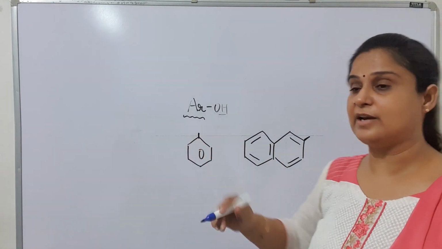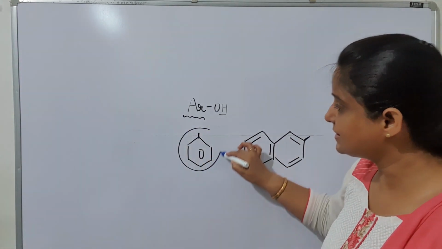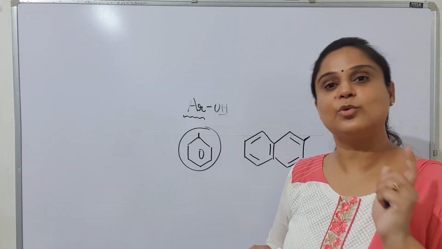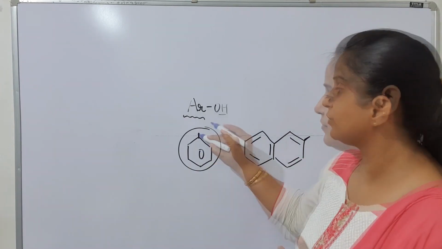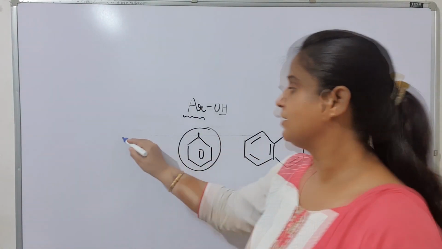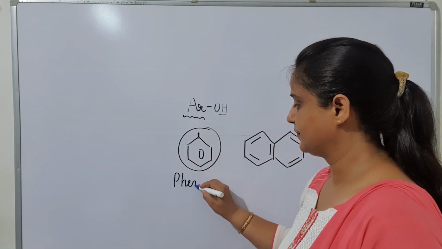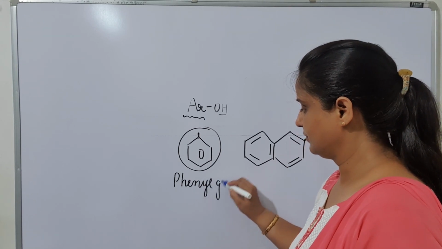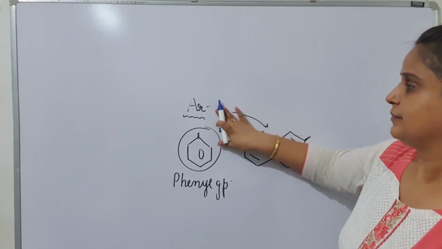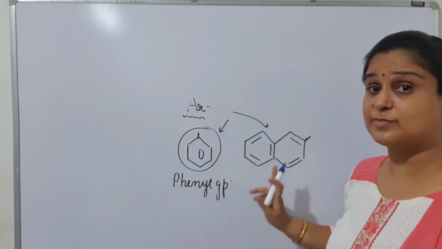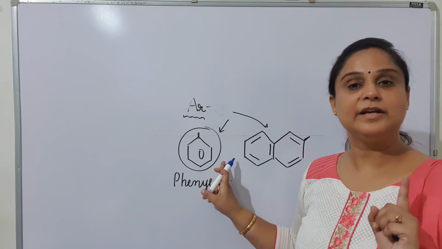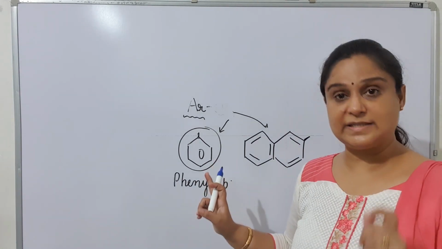But what is a phenyl group? The simplest aryl group is called the phenyl group. Simplest aryl group means only one benzene ring with one H removed from it. So these both are aryl groups, but these both are not phenyl groups. This is the phenyl group. The phenyl group is made by the removal of one H from benzene.